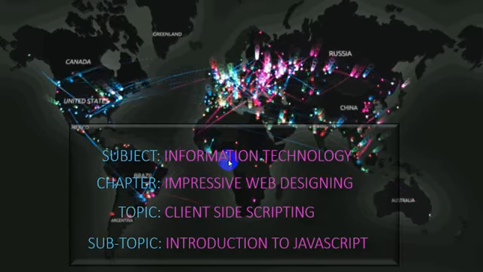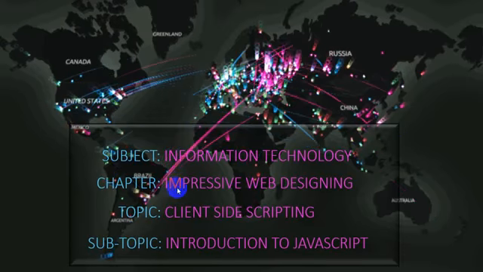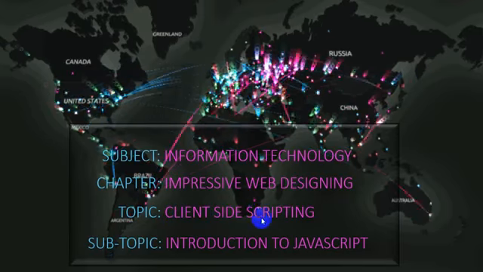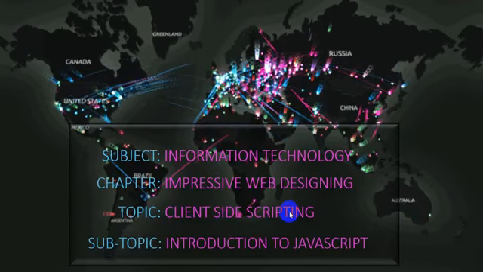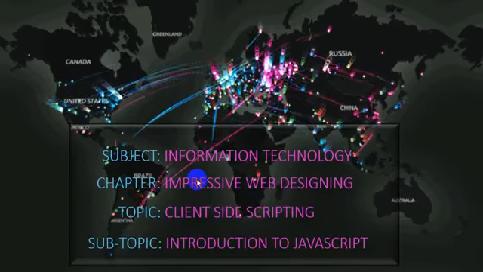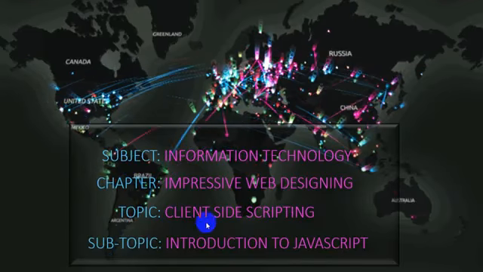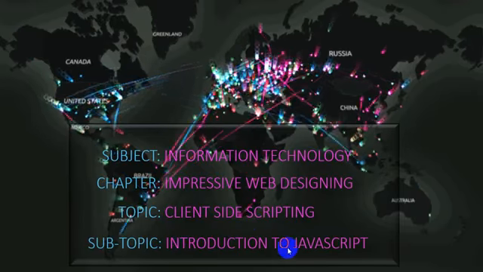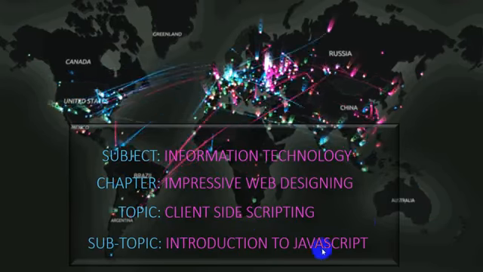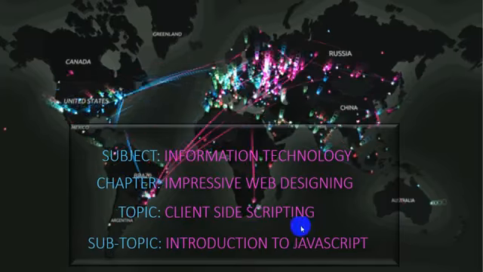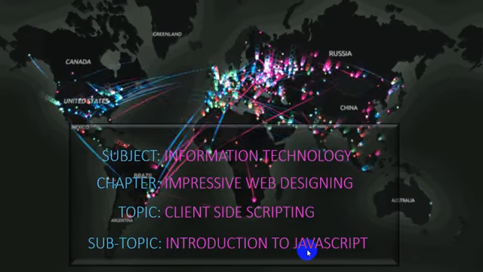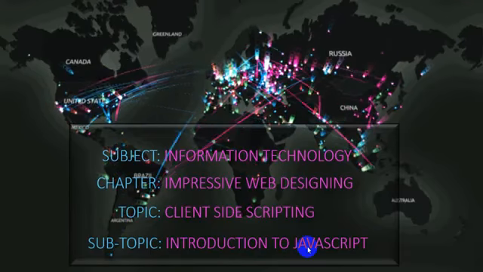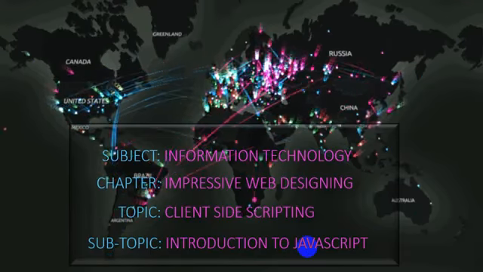Okay, our subject is information technology. Our chapter name is Effective Web Designing, and our topic is client-side scripting. What is client-side? I will tell you each and everything. Just for the time being, try to understand our chapter name and topic. And in client-side scripting, we will be learning the introduction to JavaScript. And what is JavaScript? JavaScript is a programming language. Okay, or just try to understand that JavaScript is a computer language.